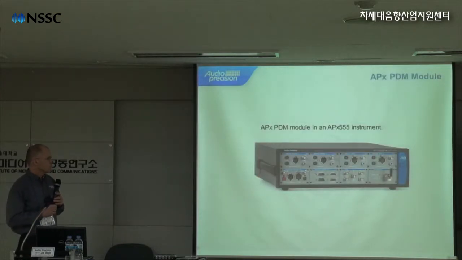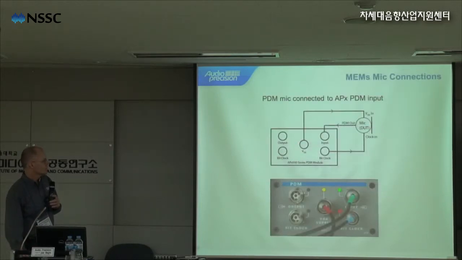So let's talk about the PDM module in our analyzer. The front panel looks like this. It's one module slot wide and uses BNC connectors. On the output side, we have the signal, the bit clock, and this connector called VDD. VDD just supplies the DC voltage to power the device. And on the input side, we have the signal and then the bit clock.